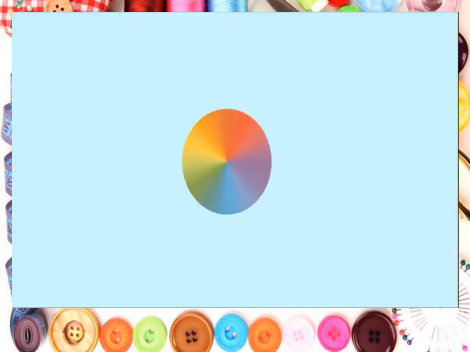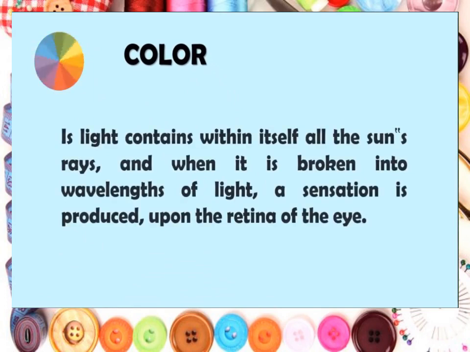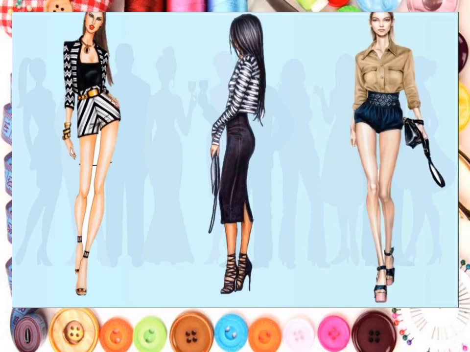And last is color. Color is the light that contains within itself all the sun's rays, and when it is broken into wavelengths of light, a sensation is produced upon the retina of the eye. How are colors used in clothes? Black, dark tones, or deeply grayed colors tend to make the figure appear smaller or slimmer than bright or light colors. A plain color makes the figure look slimmer than a combination of contrasting colors.